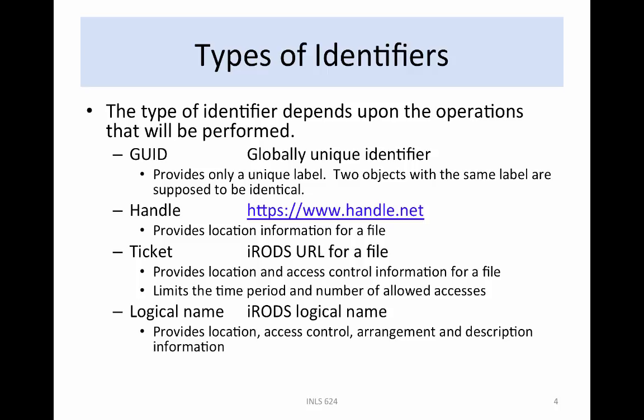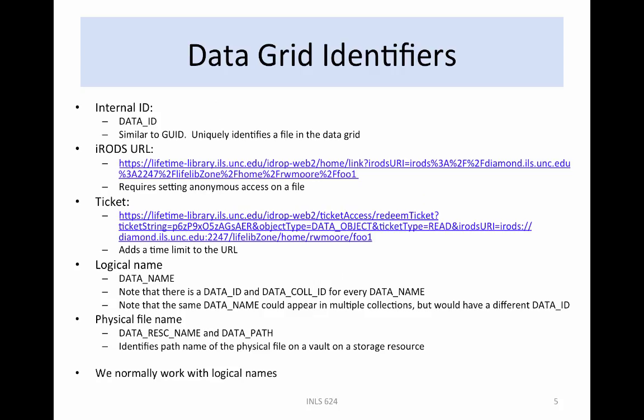Logical name. The iRODS data grid applies multiple operations to the logical names assigned to files within the data grid zone. Operations include location information, access controls, arrangement in collections, and descriptive metadata. Note that each type of identifier supports a different set of allowed operations. Within the iRODS data grid, multiple types of identifiers are used. We show examples for each type of identifier.